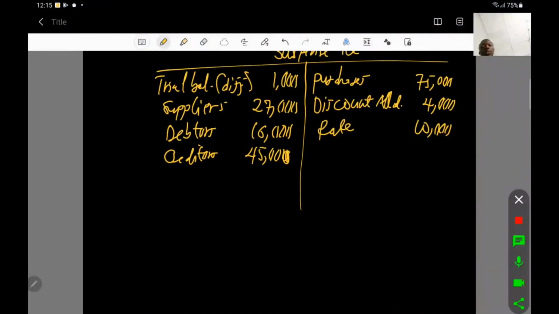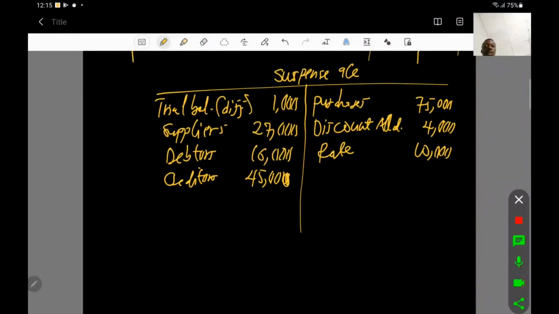So once you are done, let's see whether you're going to balance at the end of the day. Once you're able to correct the errors, if it is right, then your suspense account needs to close. You shouldn't have any balance in the suspense account. That's what we mean by the idea about the suspense account after proper correction.